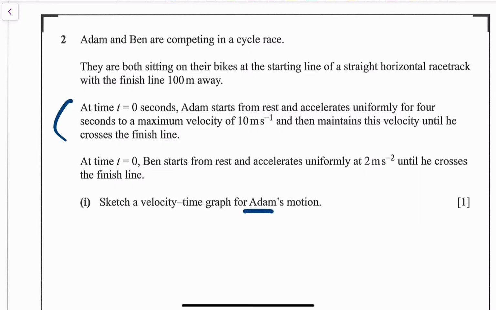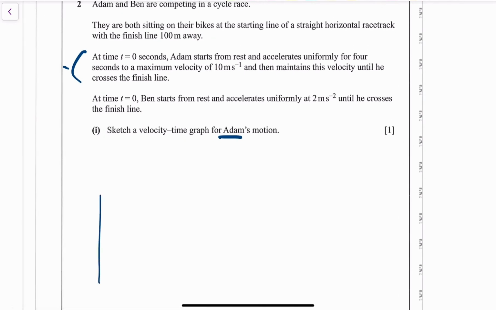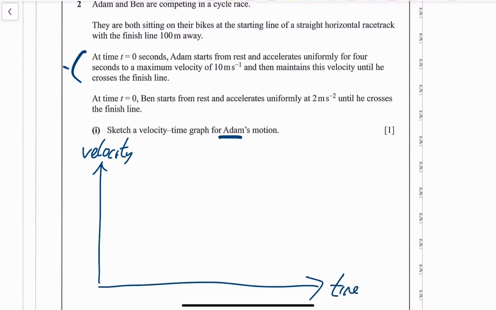So this is Adam here, this bit. Or sketch a v-t graph for Adam, I should say. So for your sketch, you've got your velocity, you've got your time, and Adam starts from rest and accelerates uniformly for 4 seconds to get a maximum velocity of 10. So in 4 seconds, he gets up to 10, and then he maintains this, and that's it. So there's Adam.